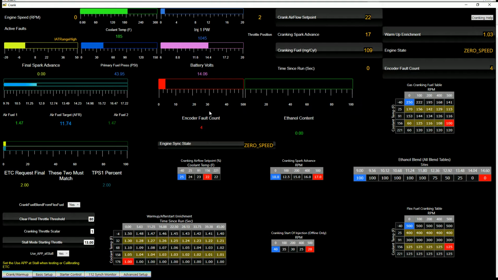Okay, so the first thing we want to look at is airflow. When you're trying to start the car, if it's hard to start and you give it throttle, for example, and the engine wants to fire, then that means you've got too much fuel or not enough air. That's addressed here, the crank airflow set point %. On electronic throttle applications, this is throttle opening value. On idle air applications that are manual throttle body, this is idle air bypass.